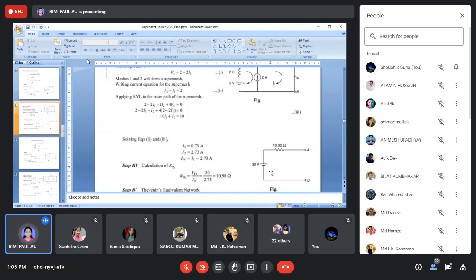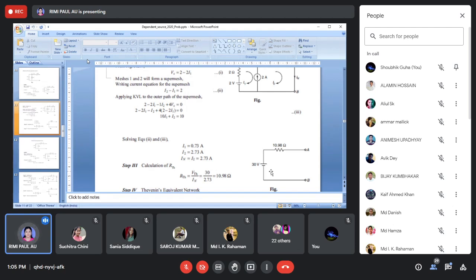Sometimes we can apply the reciprocity theorem. We will see in the two-port network where the reciprocity theorem will be used, and we will learn about it. Sometimes we can apply the maximum power transfer theorem to find the maximum power in the load. So there are different applications for different types of problems, which is why you have to know each theorem and each type of solution.